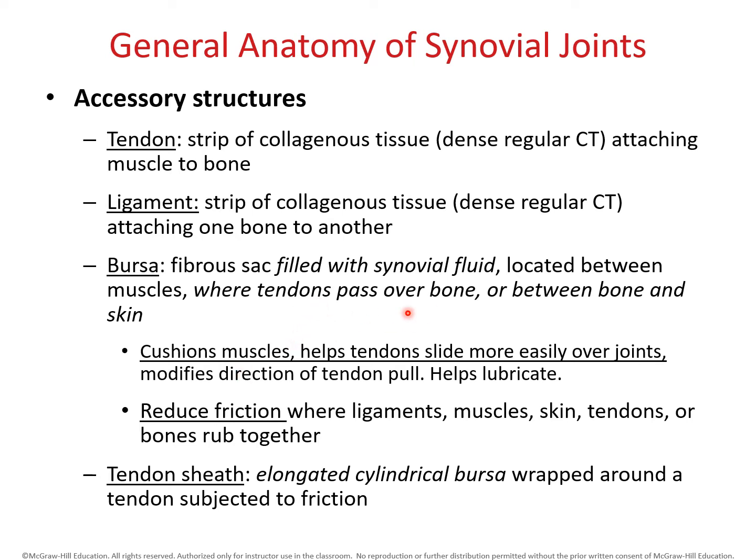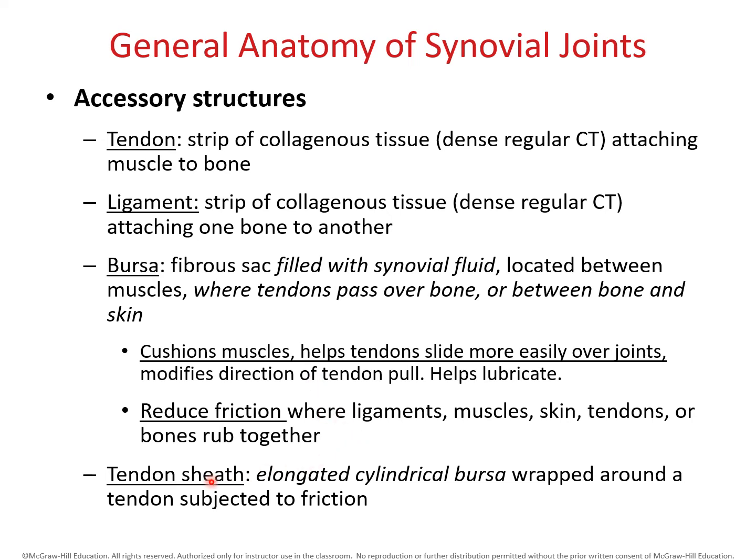So where tendons pass over bone, for example, every time we move, we don't want our tendons to get torn up or damaged. So we need a little cushion existing between the tendon and the bone. And so those are going to be bursae. As it says here, it helps tendons slide more easily over joints. It also helps lubricate because we do have synovial fluid in it. Also we're going to reduce friction between any of the structures existing in that joint.